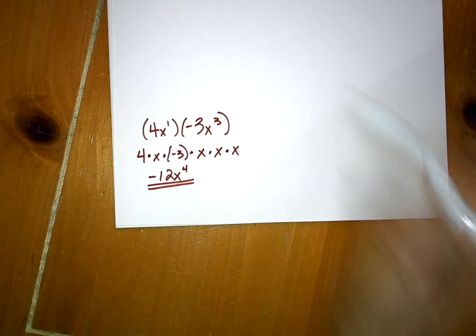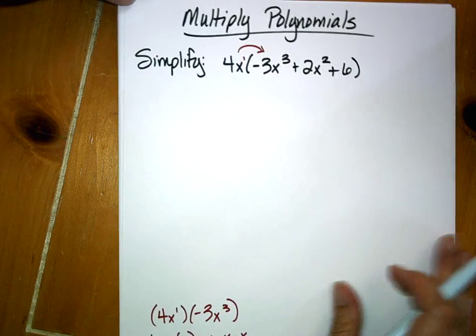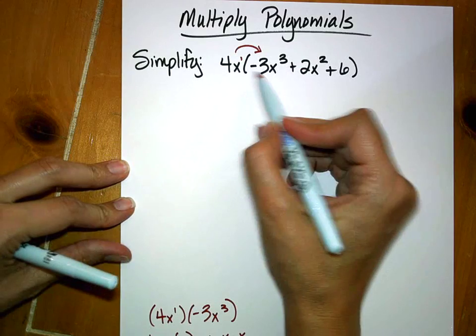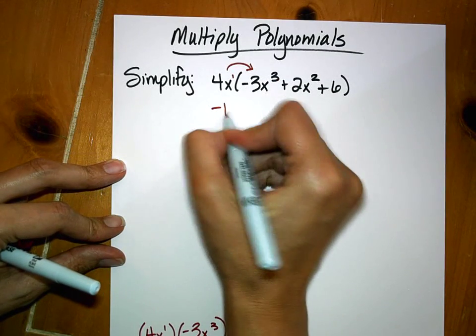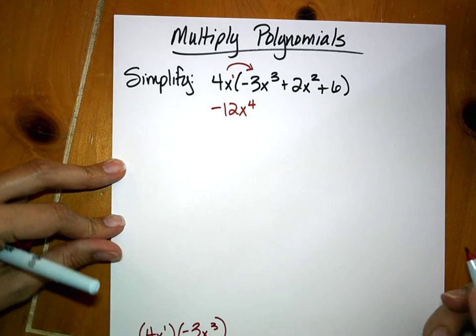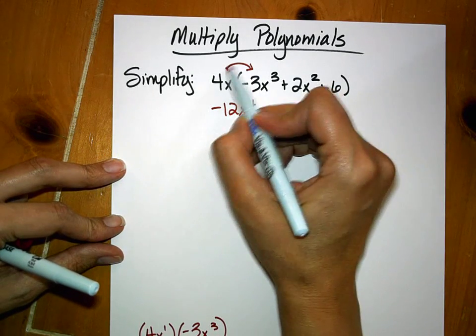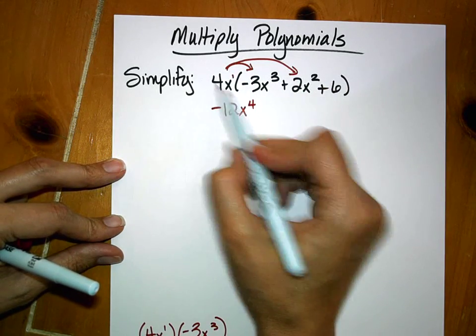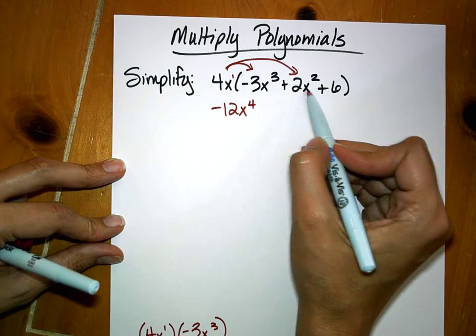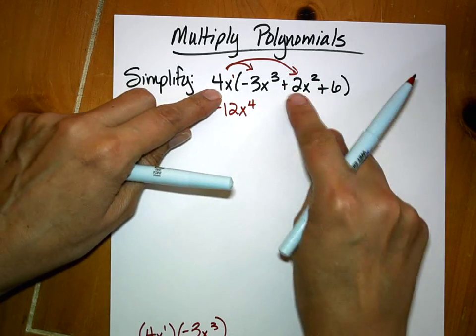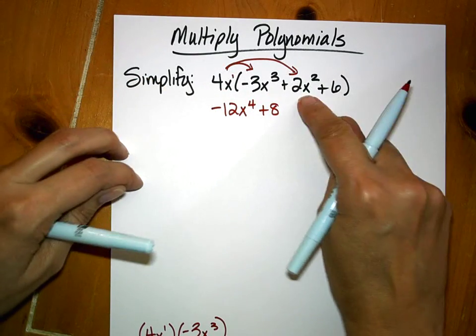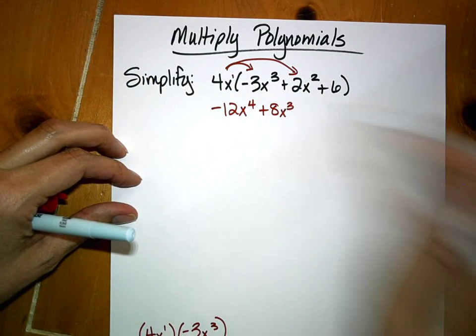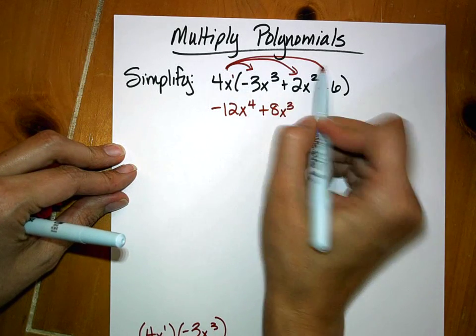Okay, so that's why this first term up here, when you multiply this 4x to the first power times negative 3x cubed, you get negative 12x to the fourth. Okay. The same thing is going to happen here, only now we're multiplying a 4x to the first times a positive 2x squared. So the 4 times the 2 is a positive 8, and then x to the first times x squared is x cubed.